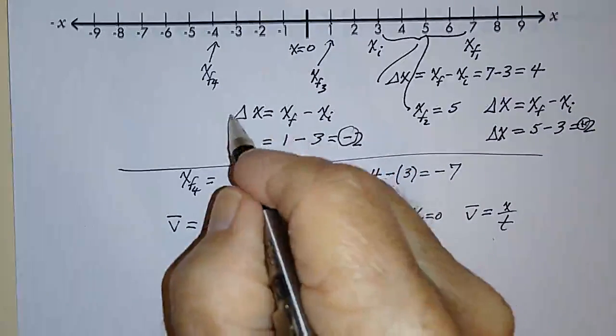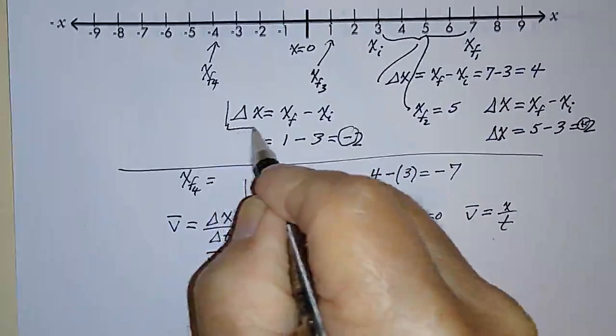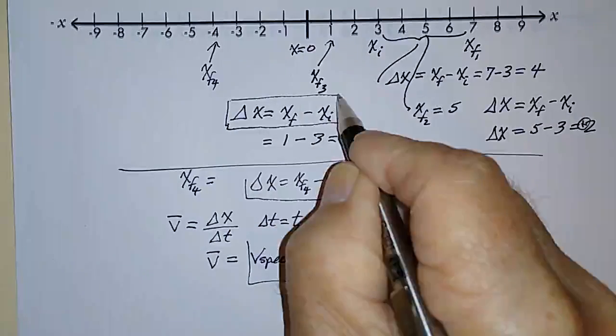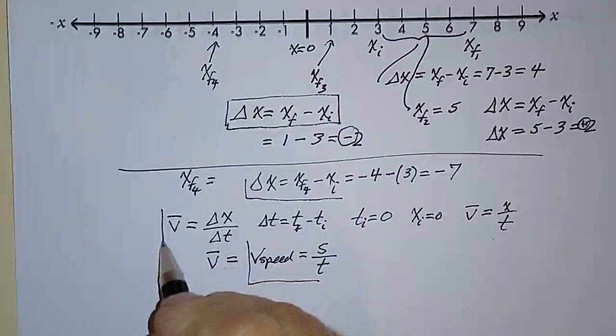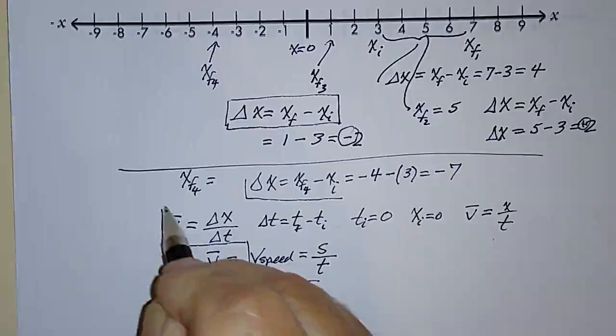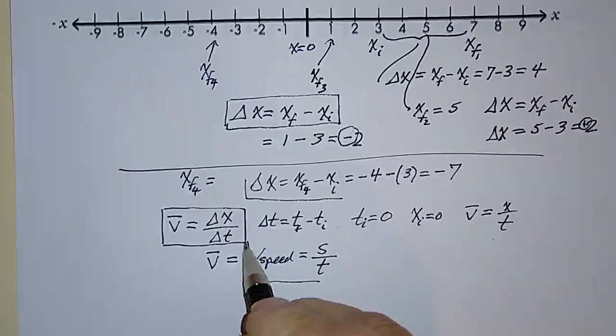So just to summarize, the displacement, delta x, is equal to x final minus x initial, and the average velocity is equal to delta x over delta t.